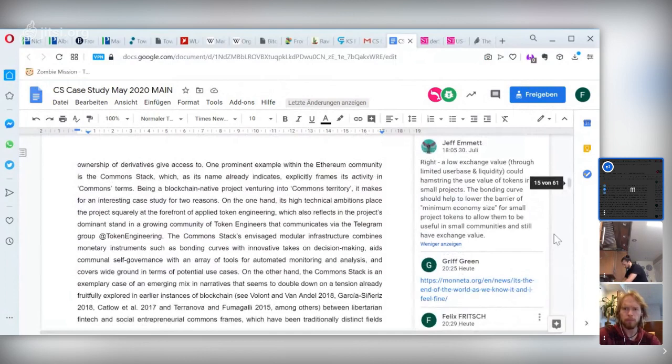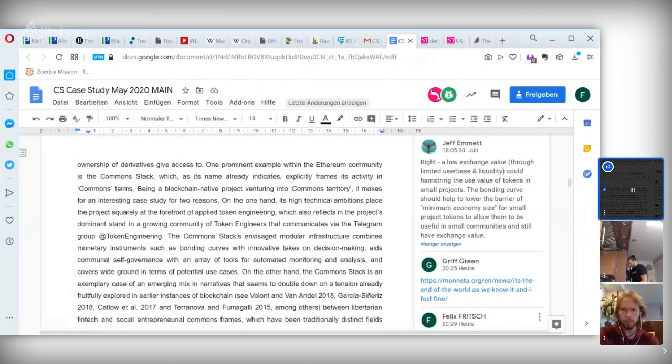Okay, so basically the point you are making is that the bonding curve increases the use value of many currencies, because they become useful even if they have very small community backing them or using them. Exactly. And especially on the liquidity side. All right. I'm just gonna sum that up quickly.